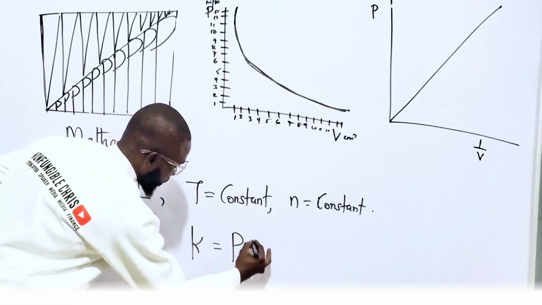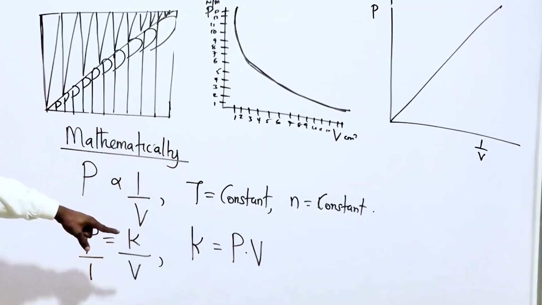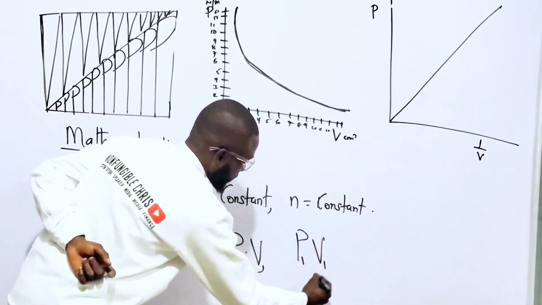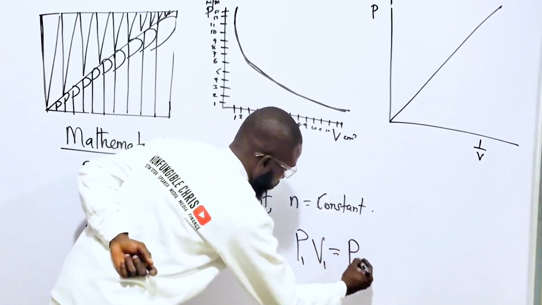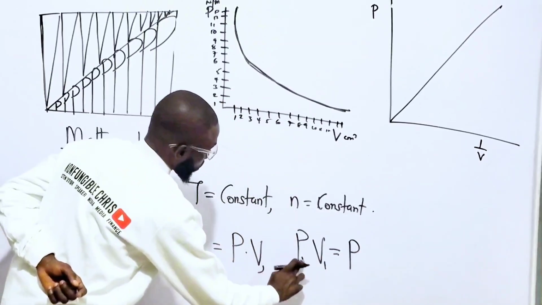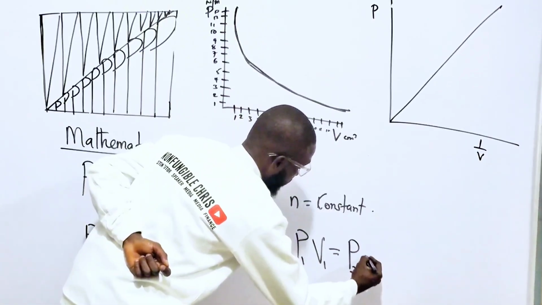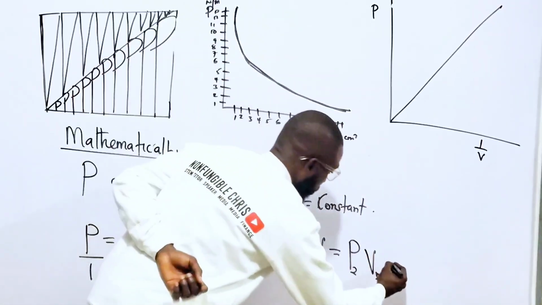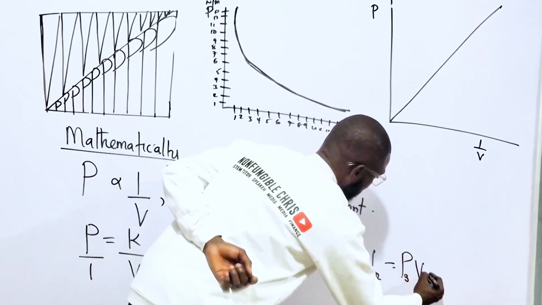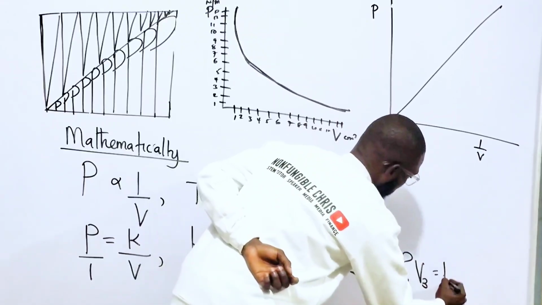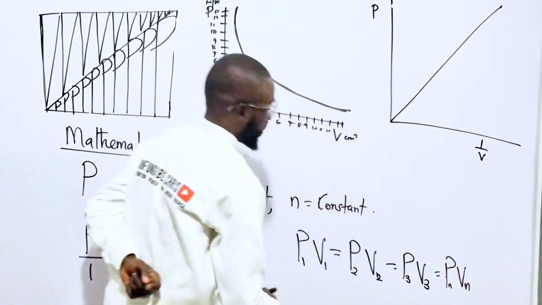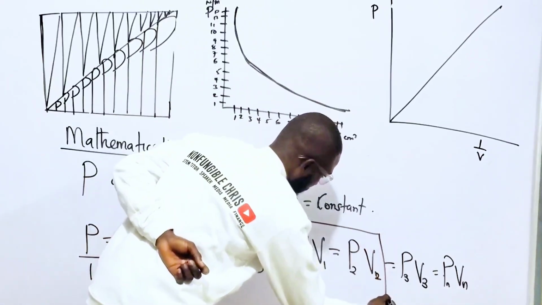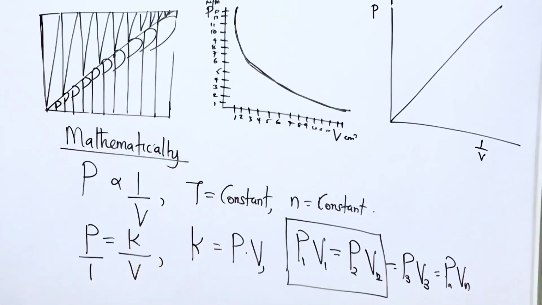P times V. What this simply means is that initial pressure times initial volume is equal to final pressure times final volume. We can still say it's also equal to P3 V3, and so on and so forth, PN VN, depending on what we are given. Naturally, in our physics and chemistry, we know this, so we can apply this.